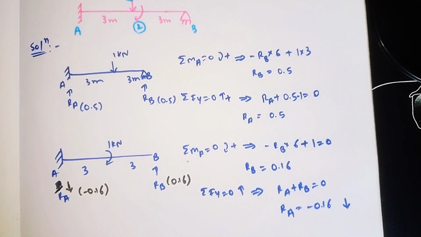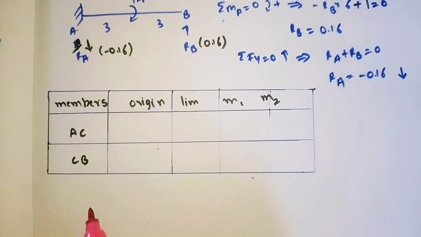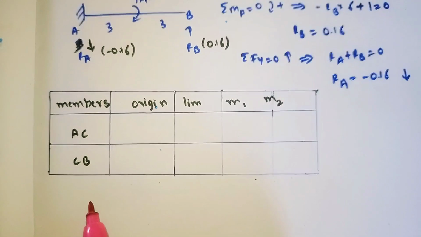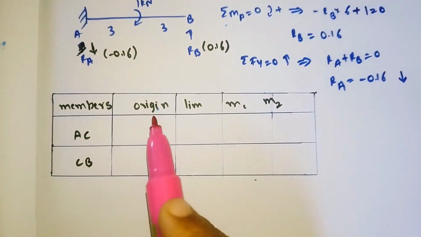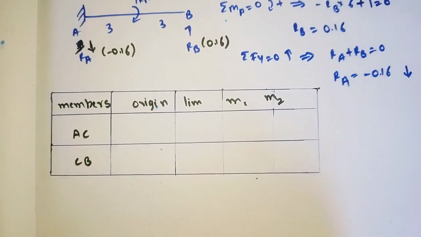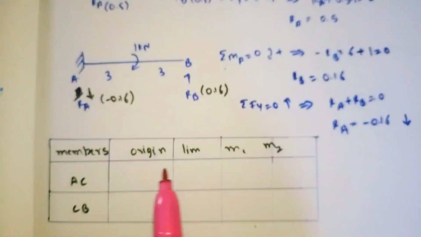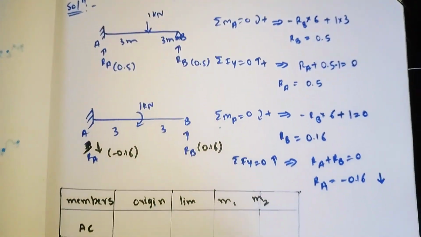So this is how we need to calculate the reaction for each coordinate separately. And next, we have to draw a table of unit load methods. So the table will come like this. The first column is the members, and the second is origin and limit, moment 1 (m1) and moment 2 (m2). Now we'll see how to fill this table.